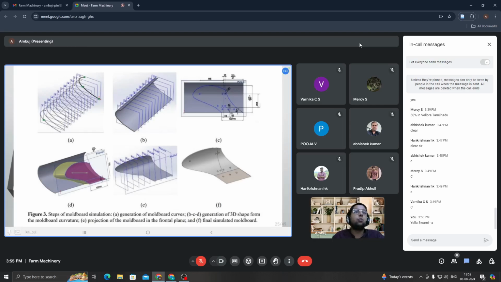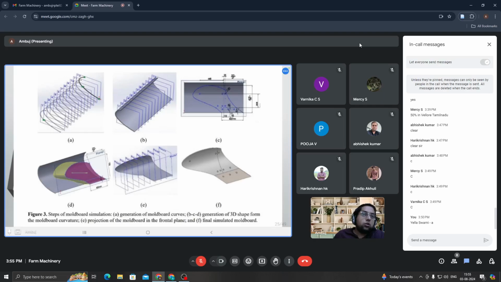This is known as modeling of the surface. So moldboard curves I have generated, then I have generated the 3D curvature. Just for example, I am telling you if I am not able to understand. For example, a mouse is there. A simple keyboard or mouse which you are using during this class is there.